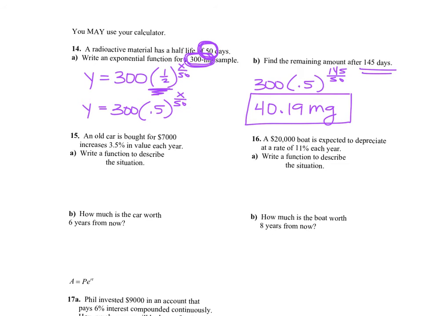Yes, ma'am. It will say half-life in the problem if it's a half-life problem. Yeah. You did 300 times 0.5 to the 145 divided by 50. Okay, but make sure she sees how you put it in. Otherwise, when we are done with this, I'll show you.